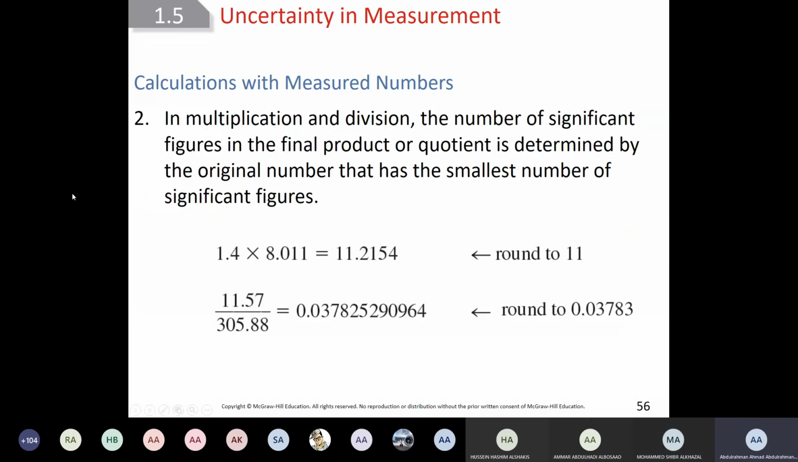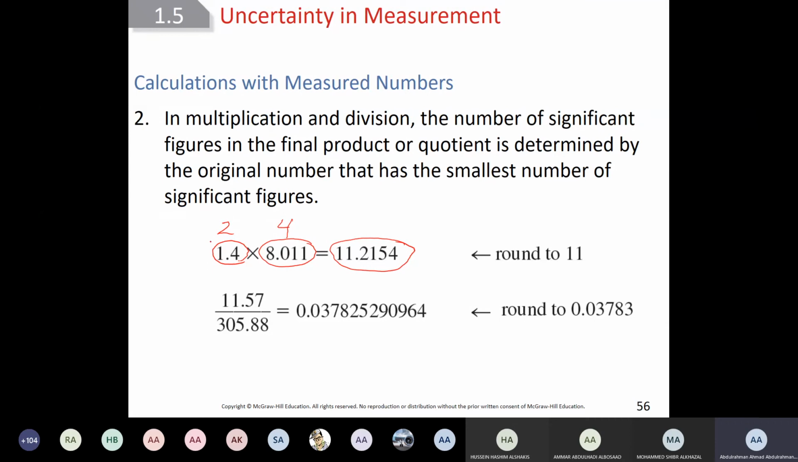But if you have multiplication, I don't care about the decimal. How many significant figures do I have here? 2. And how many do I have here? 4. I will write at the top of them here 2, here 4. Clear? This is your answer by your calculator. You multiply 1.4 times 8.011 and your answer is like this one from your calculator. Your answer should have the one with the least.